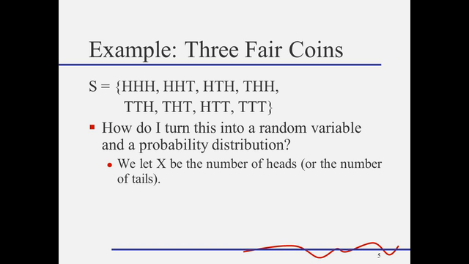I know y'all get tired of these examples, but they're so easy to imagine. So here's our sample space again, but these are not random variables because they're not numbers. A random variable must be a number. So how do I turn flipping 3 coins into a random variable?